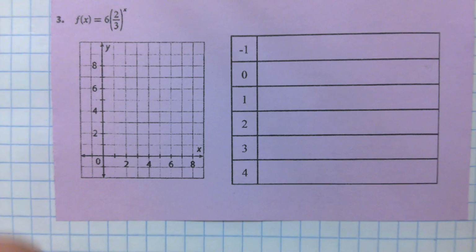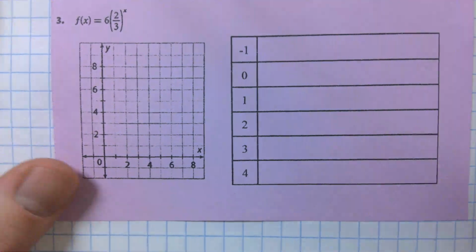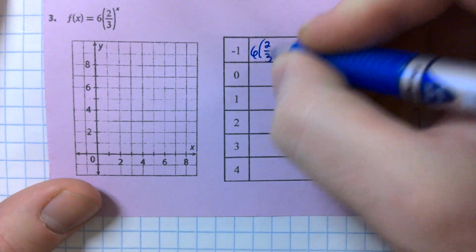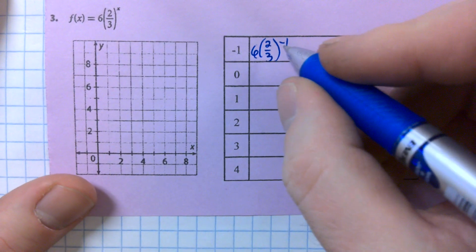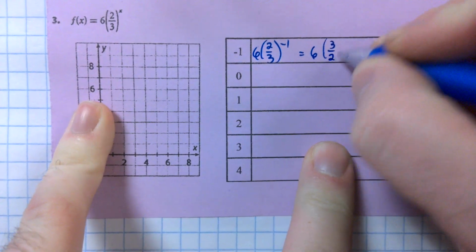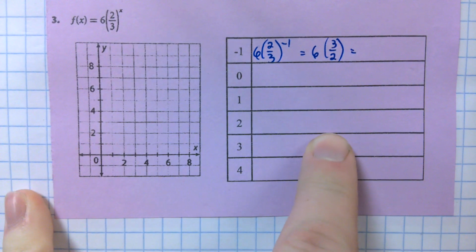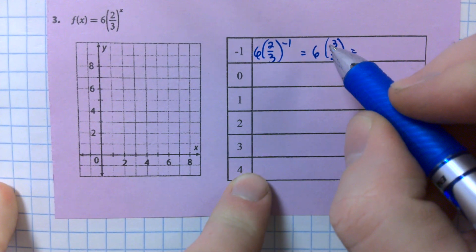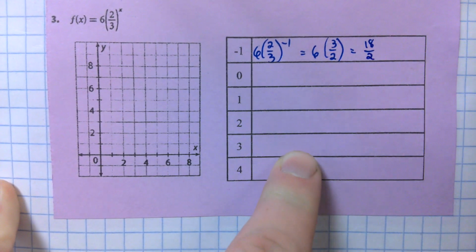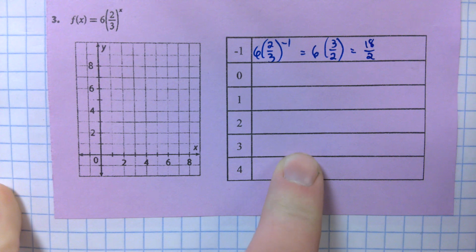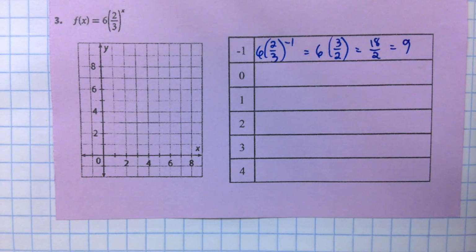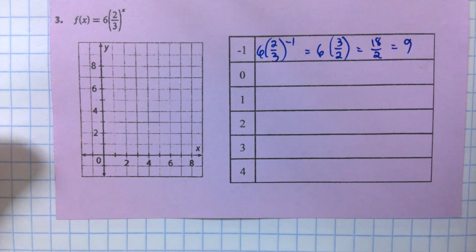All right, last but not least, number 3. Let's check it out. 6 times 2/3 to the -1. Again, -1 just tells me I'm going to flip my 2/3 into a 3/2. I multiply my big number across the top. 6 times 3 gives me 18. I keep my number on the bottom the same. And what is 18 divided by 2? 9. No calculator needed there.